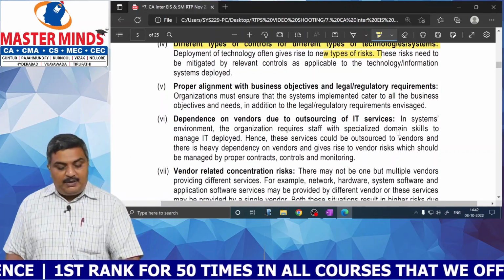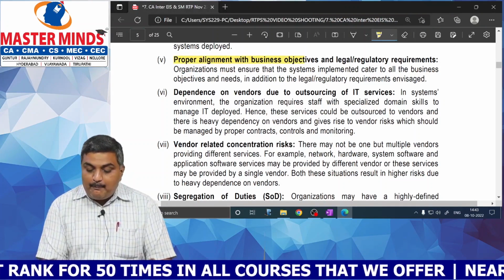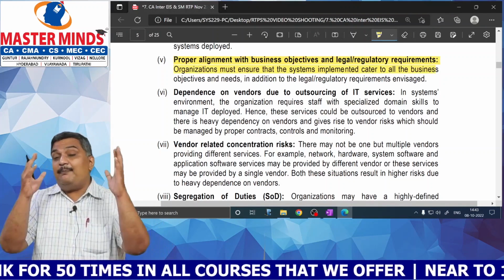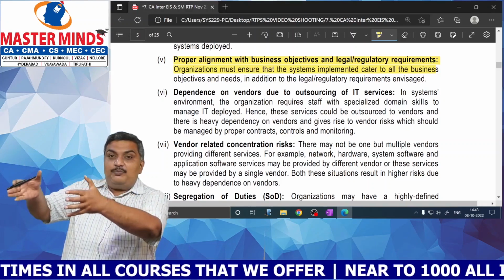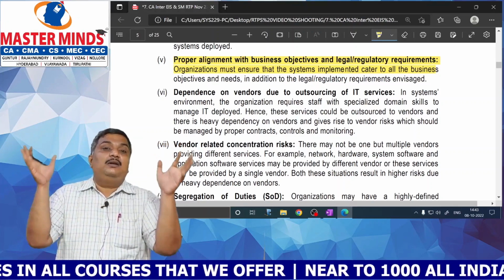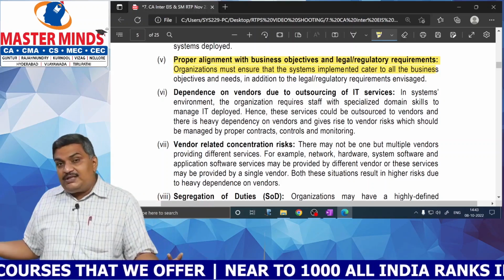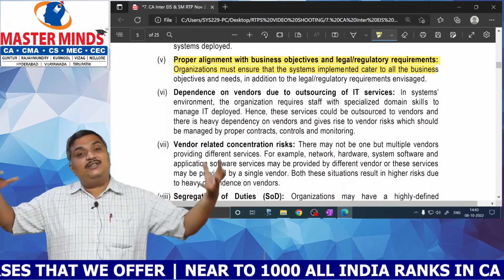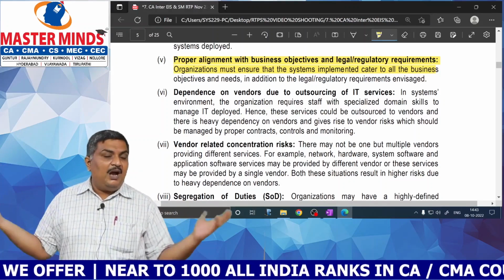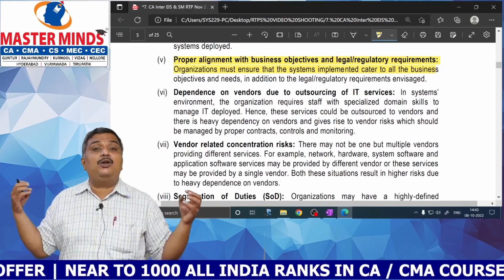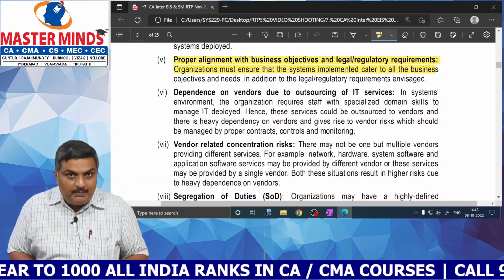And proper alignment with business objectives and legal and regulatory requirements. Many times this does not happen in companies. They do not align the business objectives with the requirements. Objectives are different, the technology they use is different, and the technology is in no way related to the achievement of the business objectives. And that is the biggest risk. That will be a lot of wastage of time, money and effort of the top level management.